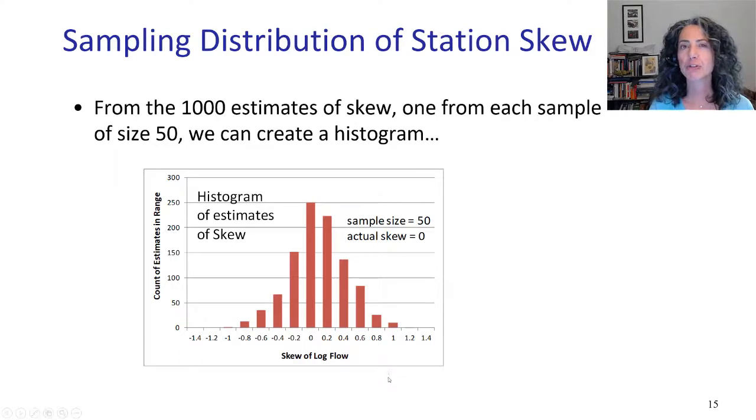Here we have a histogram that's showing the 1,000 estimated skew values from my 1,000 samples, each of size 50. In this case, the actual skew that I started with was 0. And when the actual skew is 0, the histogram I'm getting is symmetrical. And it turns out that the sampling distribution of skew is symmetrical when actual skew is equal to 0. That's not the case when actual skew is not equal to 0.